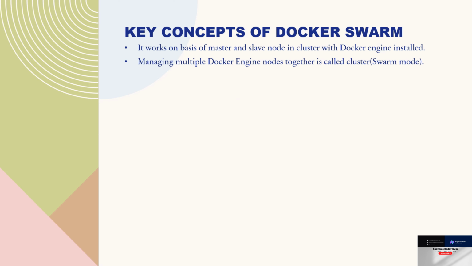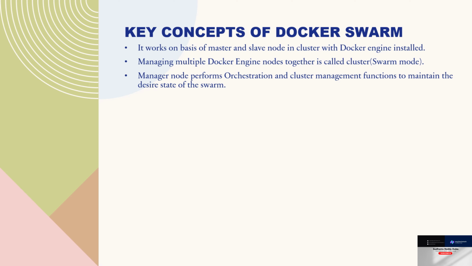Second point, managing multiple Docker Engine nodes together is called a cluster. Now what is meant by Docker Swarm cluster? Managing multiple Docker Engine machines together is called a Docker Swarm cluster. Same point I have written here. And then the manager node performs orchestration and cluster management functionalities to maintain the desired state of the swarm.